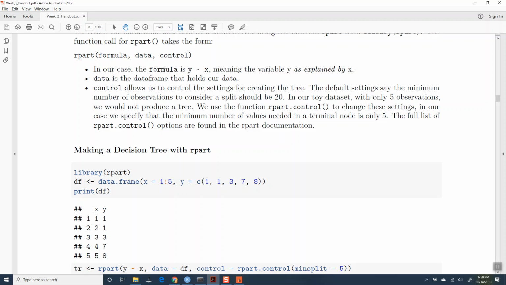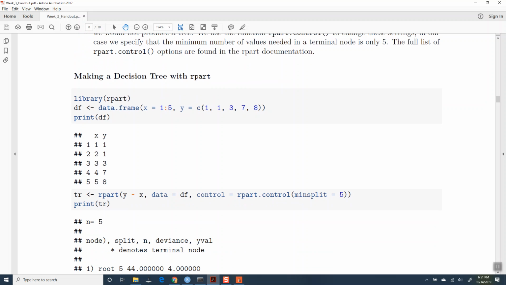So you do y tilde x, and this is predict y based on x, or y as explained by x. You have to specify the data, where the data is coming from, and then there is this attribute called control, which tells you how you should split the tree. Now, by default, the minimum number of observations to consider a split is around 20. But in order to do it on our tiny data frame where we only have 5 observations, we're going to change this and say consider a split even though there's only 5 observations. That's all we're going to do.